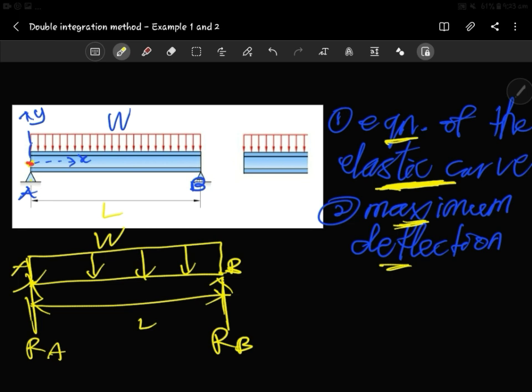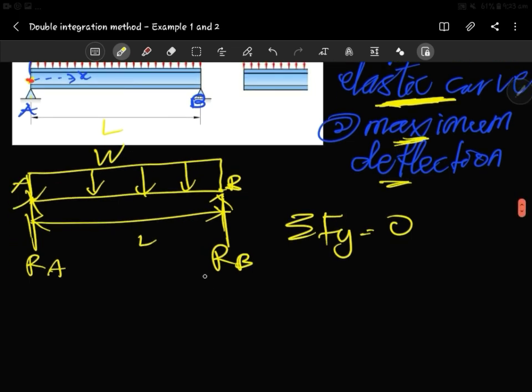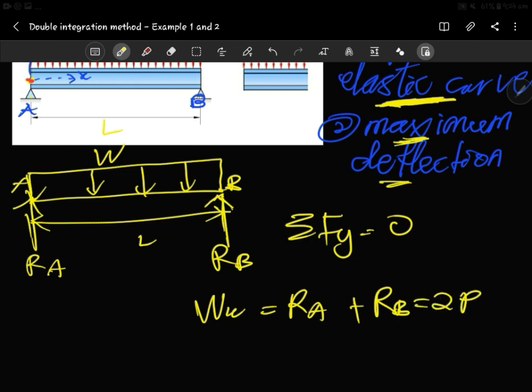So let's resolve this. The sum of the forces in the y direction should be equal to 0. This is a distributed force acting on the whole length, so in terms of forces it is W x. All this should be equal to RA plus RB. You can see RA and RB are the same, the same upward reaction. So this is equal to 2RA.